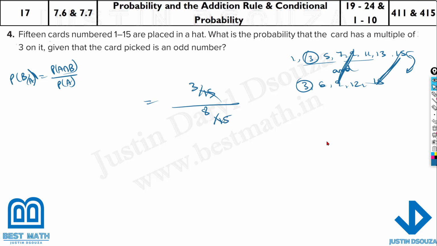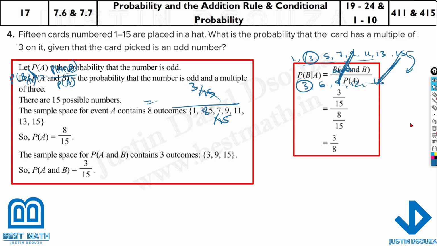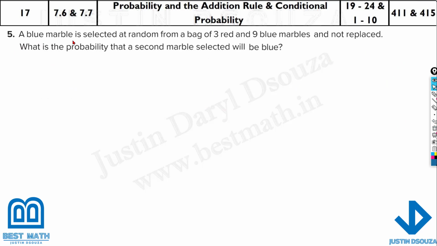That's the final answer. So here we go. Here we have been told about marbles. A blue marble is selected at random from a bag of 3 red and 9 blue marbles and not replaced. Okay, this is important. What is the probability that the second marble selected will also be blue?